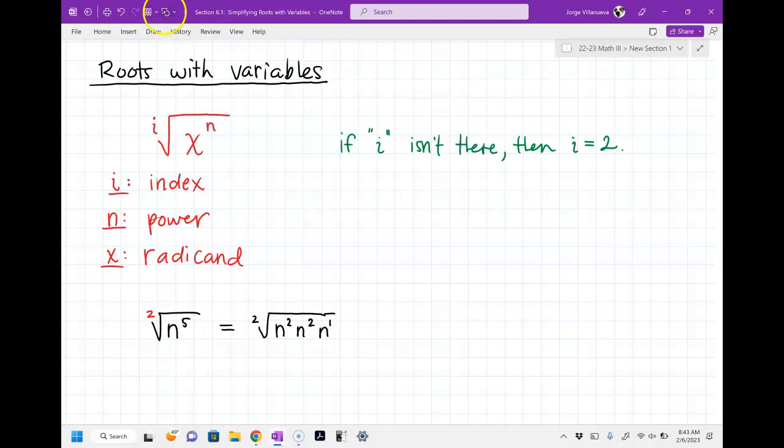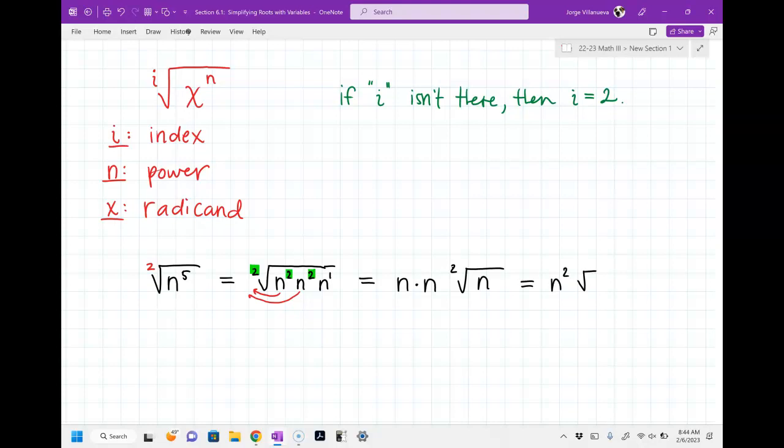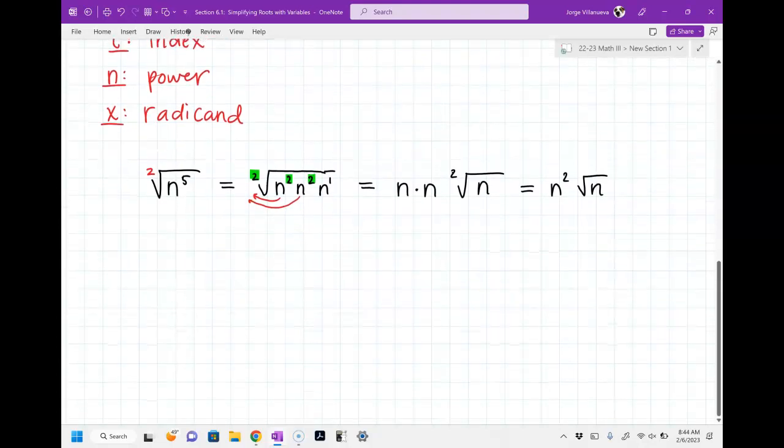Now, if your index matches your power, then you can take out that letter. So I can actually take out this n and that n. I can take them out, and that's going to give me n squared, because there's n times n on the outside. Let me write n times n, and not skip anything here for now. The square root of whatever's left over, well, just n to the 1st. N times n is n squared, square root of n. Notice I got rid of the index now. So that's how you simplify variables.